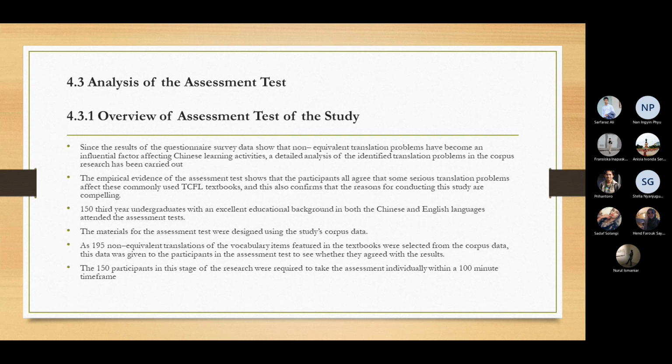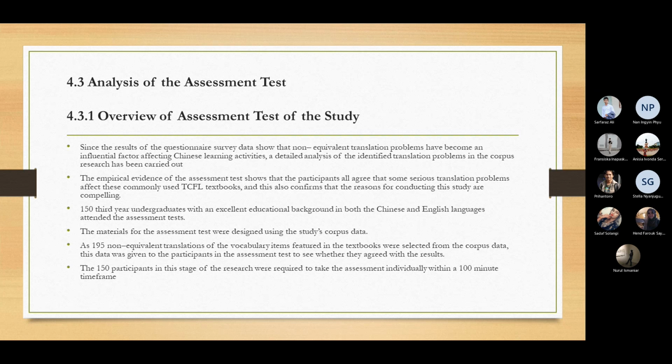So secondly, empirical evidence of the assessment test shows that the participants all agree that some serious translation problems affect these commonly used TCFL textbooks, and this also confirms that the reason for conducting this study was compelling. And it is also one of the most important points that I saw.